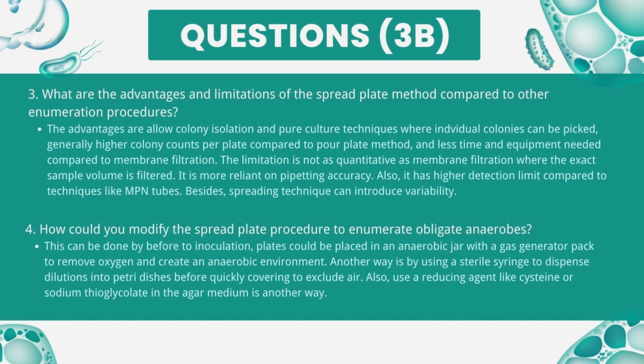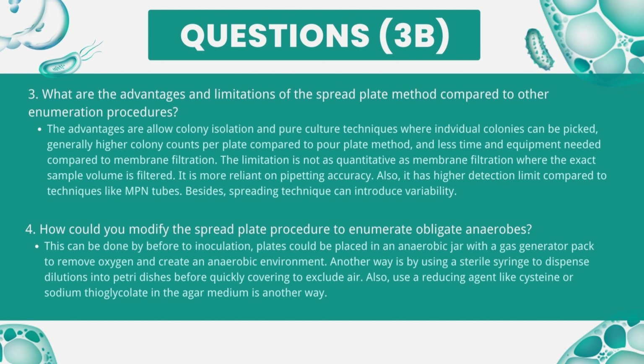The third question is, what are the advantages and limitations of the spread plate method compared to other enumeration procedures? The advantages are that it allows colony isolation and pure culture techniques where individual colonies can be picked, generally higher colony counts per plate compared to the pour plate method, and less time and equipment needed compared to the membrane filtration method. The limitation is that it is not as quantitative as the membrane filtration method where the exact sample volume is filtered. Besides, it is more reliant on pipetting accuracy. Also, it has a higher detection limit compared to techniques like MPN tubes. Besides, the spreading technique can introduce variability.